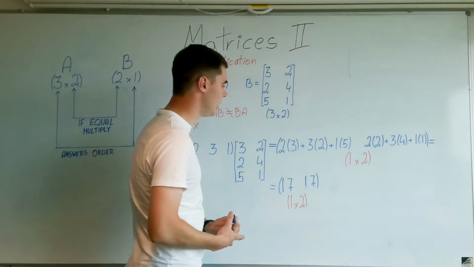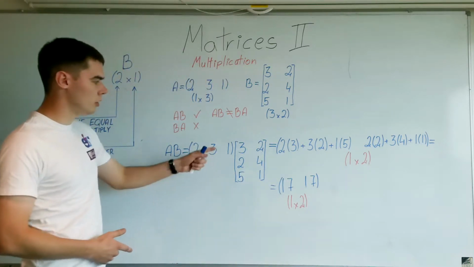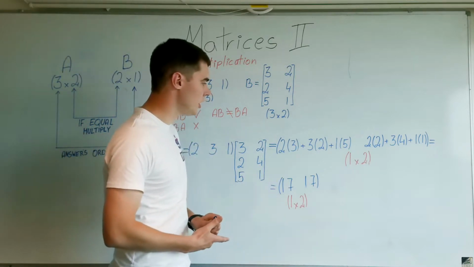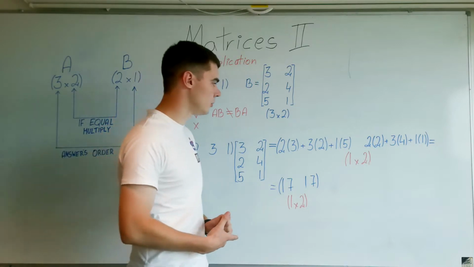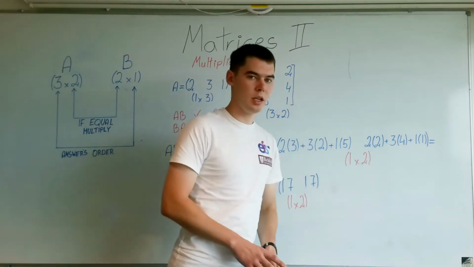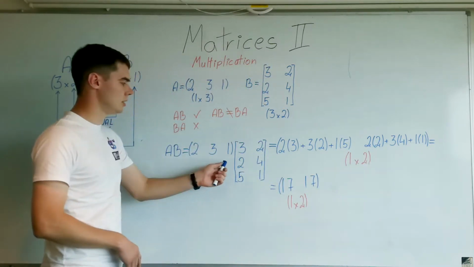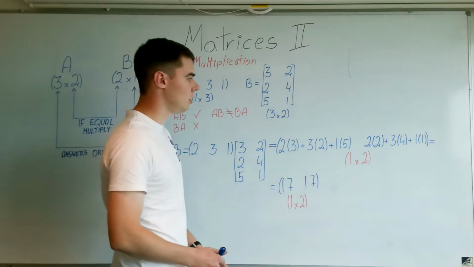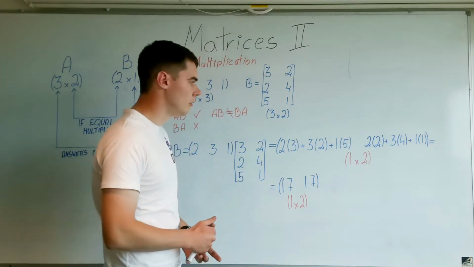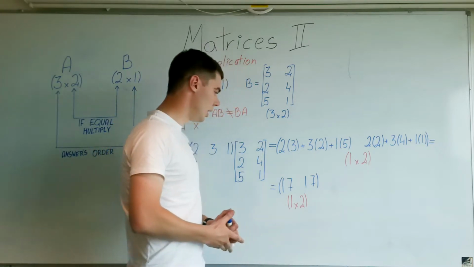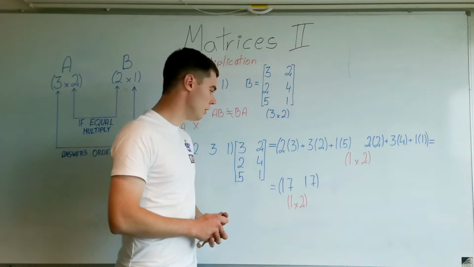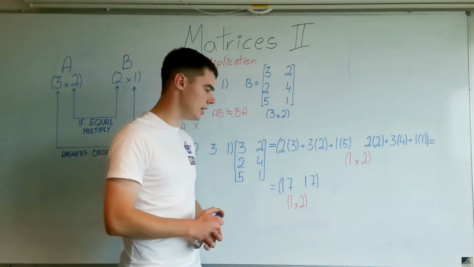To obtain the first element, we multiply A's row with B's first column, which is 2 times 3 plus 3 times 2 plus 1 times 5, and that's equal to 17. And to obtain the second element, we multiply A's row with B's second column, which is 2 times 2 plus 3 times 4 plus 1 times 1, which is 17 as well. And our final answer will be a vector with an order of 1 by 2 with elements 17 and 17.